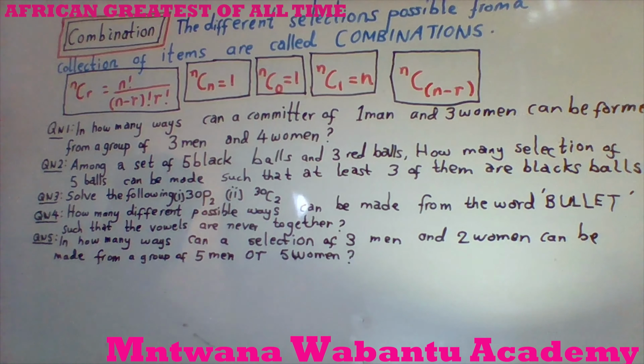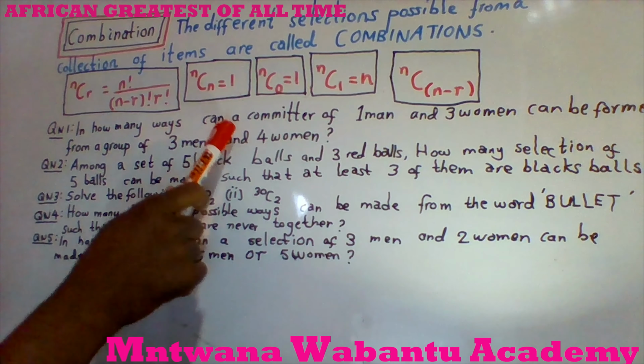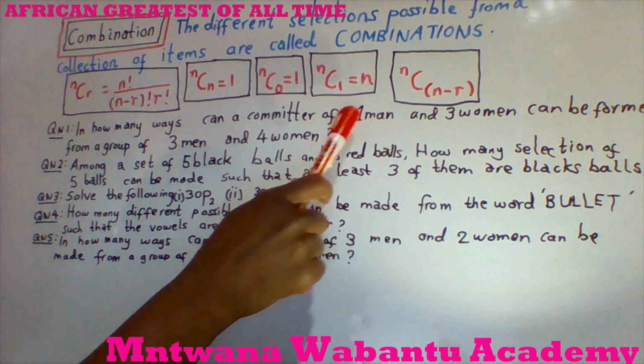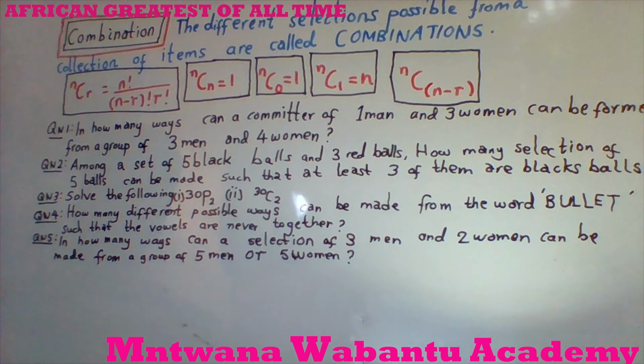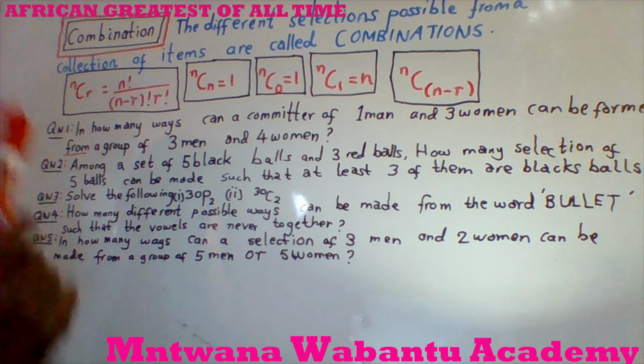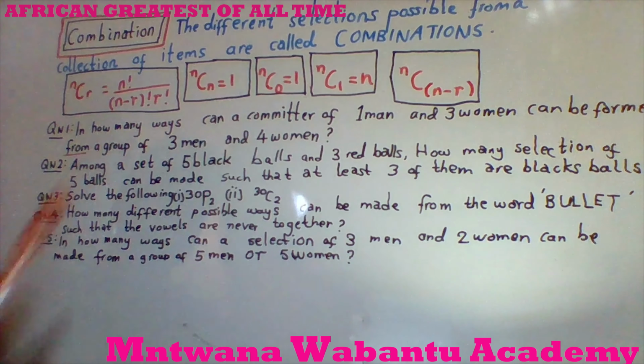Question number 1 says, how many ways can a committee of 1 man and 3 women be formed from a group of 3 men and 4 women? That means we want to select 1 man and 3 women from a group of 3 men and 4 women. Okay, this is very important.